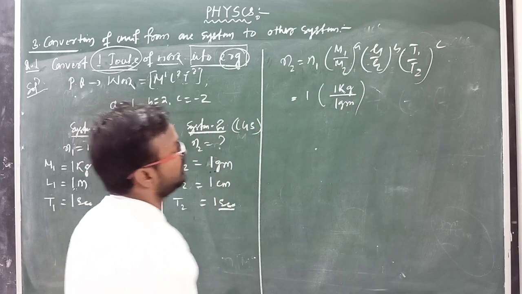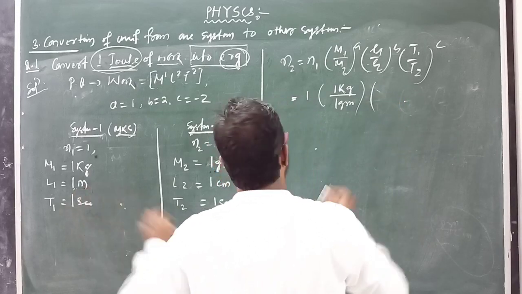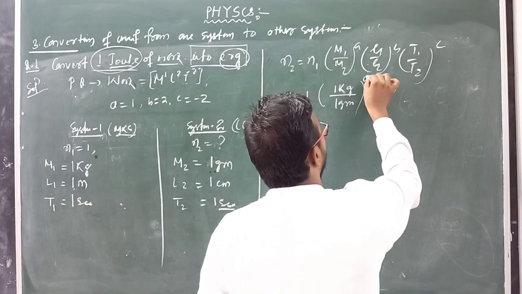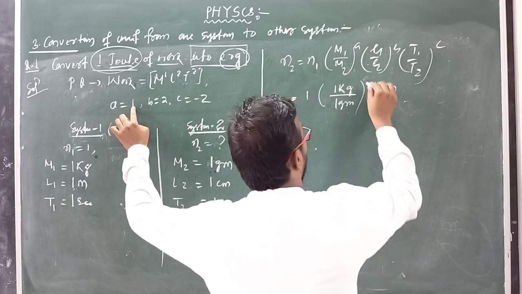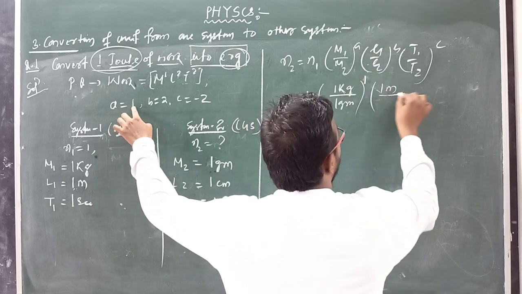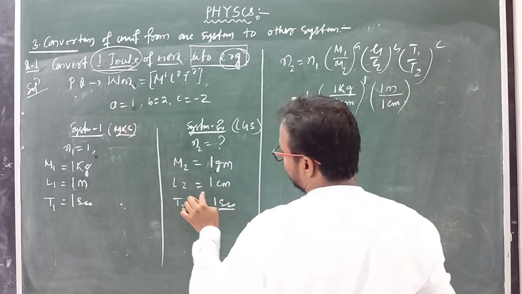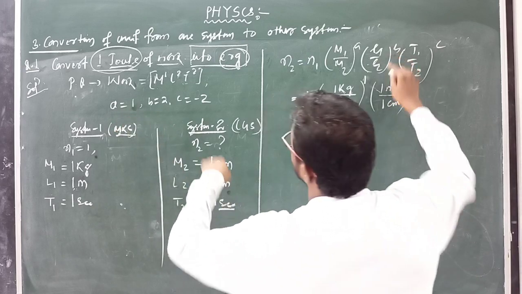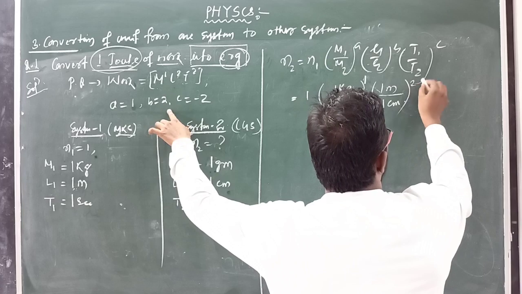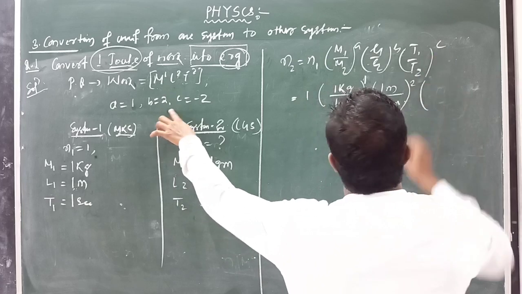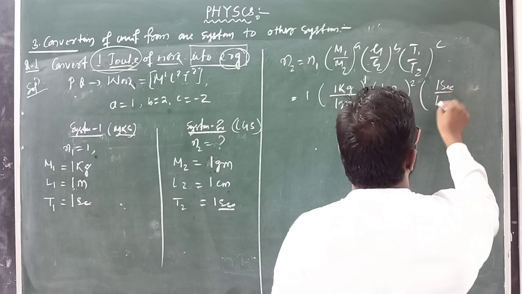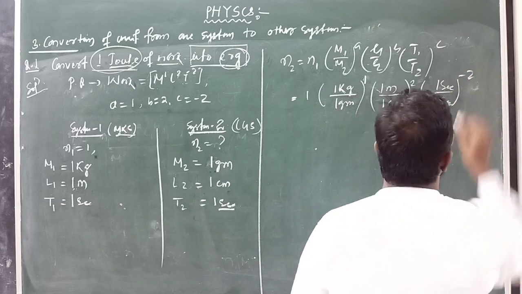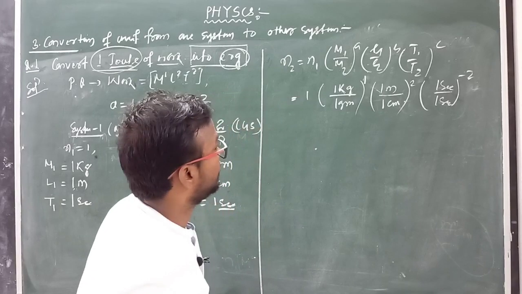And again L1 is 1 meter, and power a is given here as 1, so you can write 1 meter divided by 1 centimeter, here L2 is 1 centimeter, and power b is equal to 2. Then T1 by T2, T1 is 1 second, so 1 second divided by 1 second, and the power is minus 2. Clear? Now solve this equation.